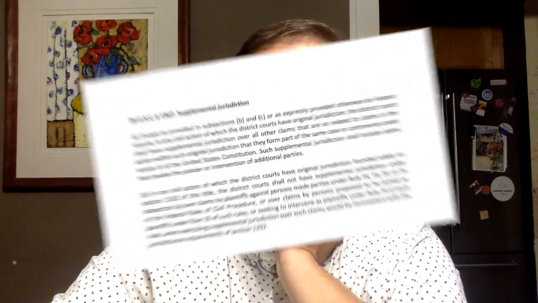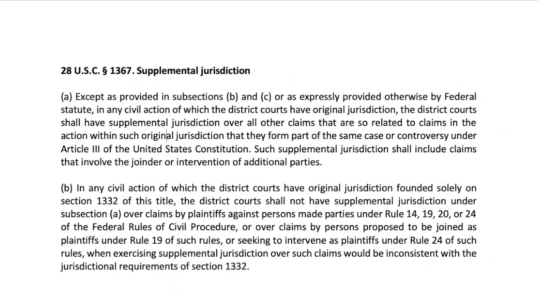So let's take a look at that. Okay, so this is the text as it currently exists. So this is after the amendment of 1990 that occurred before the Allapattah case. All right, but that's not hugely important right now. Importantly, let's take a look at subsection A there. It says, except as provided below or expressly provided otherwise in some statute, in any civil action in which the courts have original jurisdiction. So in other words, if a court does in fact have federal question or diversity jurisdiction over something else, then the district court shall have supplemental jurisdiction over all other claims that are so related to claims in the action within such original jurisdiction that they form part of the same case or controversy.